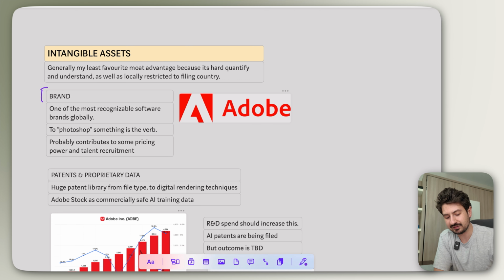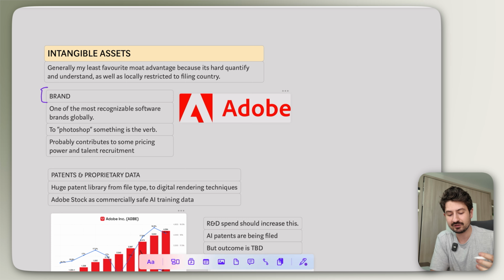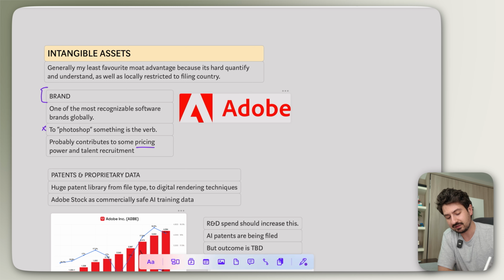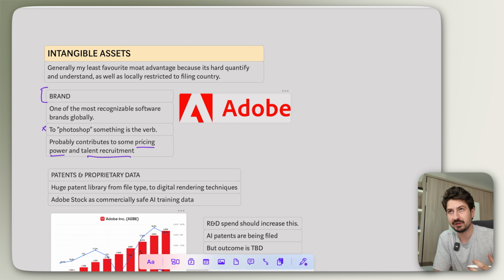Overall, Adobe is a really strong brand. It's probably one of the most recognizable software brands globally, and to Photoshop something is the verb itself. That probably contributes a little bit to their pricing power, and it probably also contributes to talent recruitment as people want to have Adobe on their resume. Looks good and they'd want to work there.